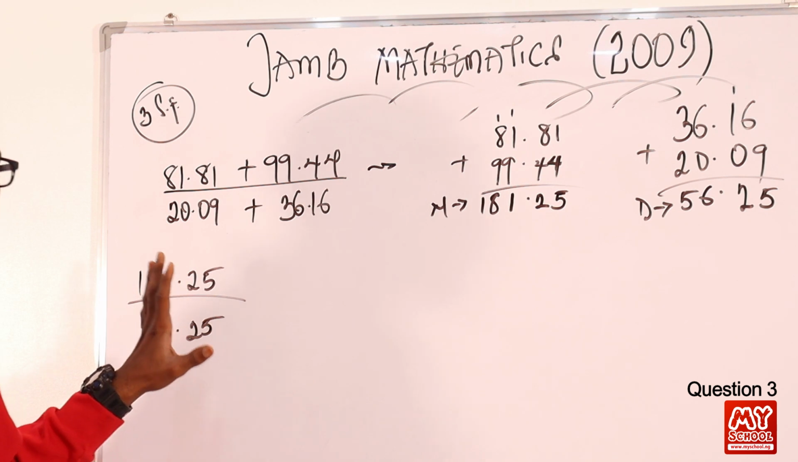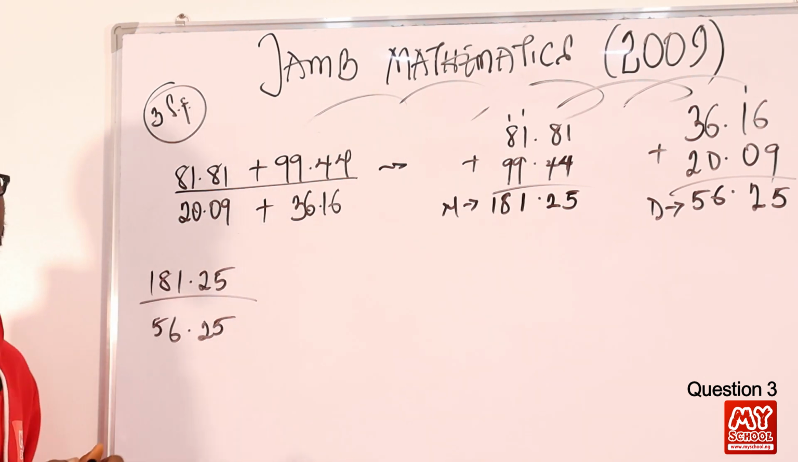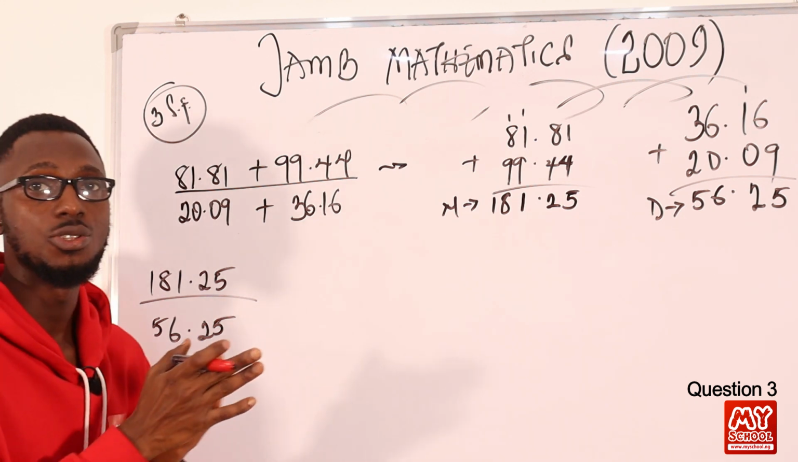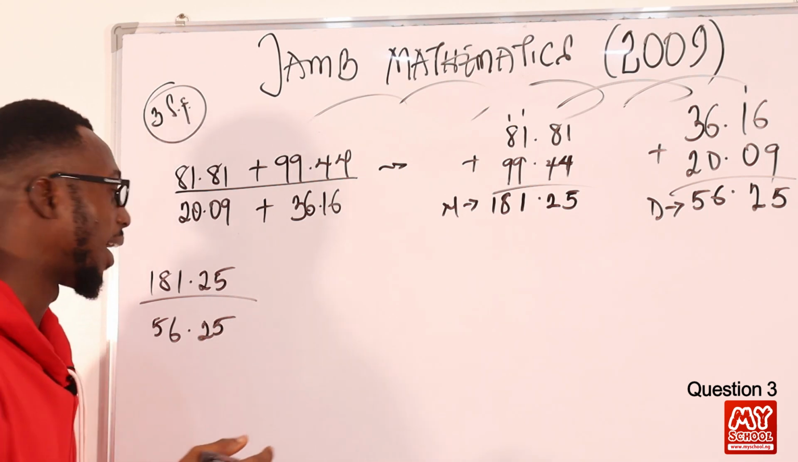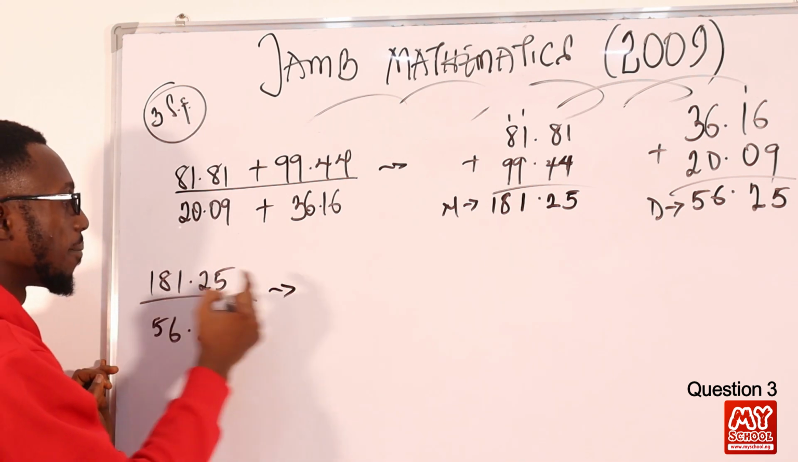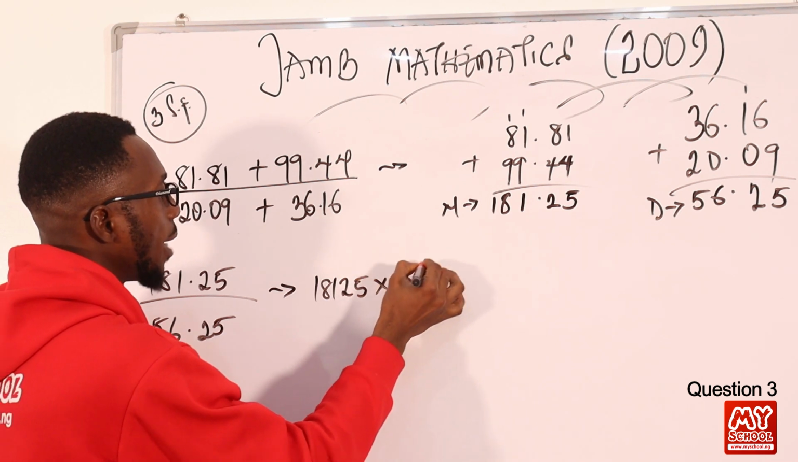I can make this happen by using standard form. So you can check our video subscription from mathematics. Right there I've treated the topic standard form, fractions, decimal, and the likes, with enough examples. So I can change this to standard form by saying 18125 times 10 raised to power minus 2.